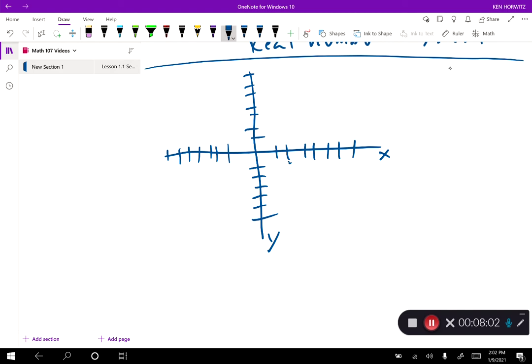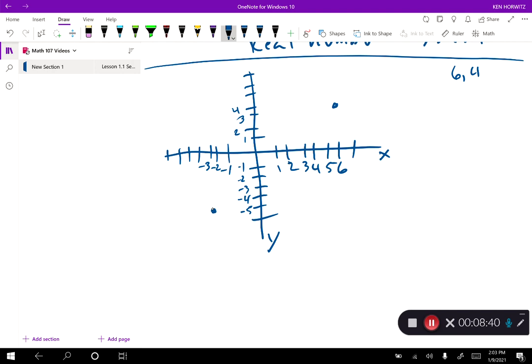So if I were to plot the point (6, 4), I would go positive 6, so I'd go to the right 6: 1, 2, 3, 4, 5, 6. And I'd go up 4: 1, 2, 3, 4. And I'd plot my point. Very similar for (-3, -5): -1, -2, -3, then -1, -2, -3, -4, -5. And you plot your point.